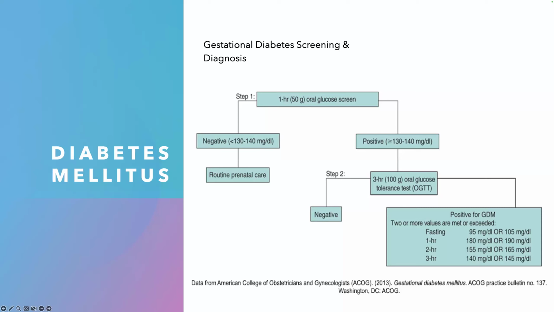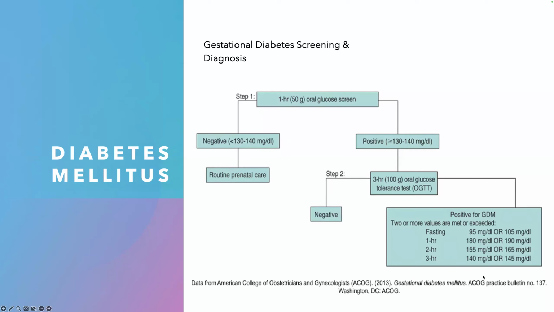And so our abnormals, if their fasting is 95 or higher, that is abnormal. If their 1 hour is 180 or higher, then that is abnormal. If their 2 hour is 155 or higher, then that is abnormal. And if their 3 hour is 140 or higher, then that is abnormal. These are the numbers that we use here in the United States. And these are the ones that I just said, the 95, 180, 155, 140.